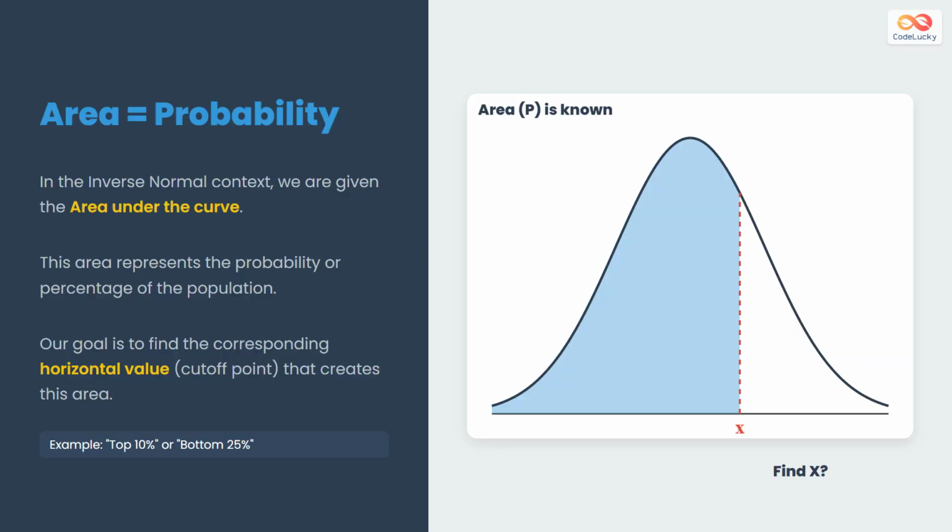It is crucial to visualize what we are doing. The probability given in the problem corresponds to the area under the normal curve. For example, if you are asked to find the score required to be in the top 10%, that 10% is an area. Our goal is to find the specific point on the horizontal axis that acts as the boundary for that area.